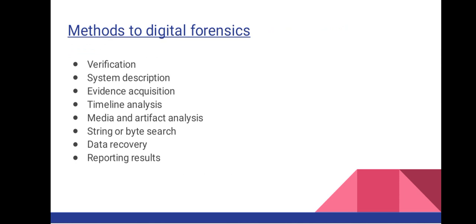The sixth one is string or byte search, and this step consists of using tools that will search the low-level raw images. The seventh one is data recovery, and there are several tools that can be used to analyze the file system, data layer, metadata layer, etc. And the eighth one is reporting results. Reporting the steps and results of the analysis is what happens in that stage.